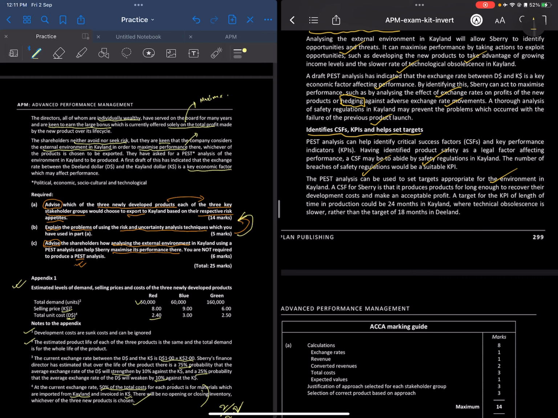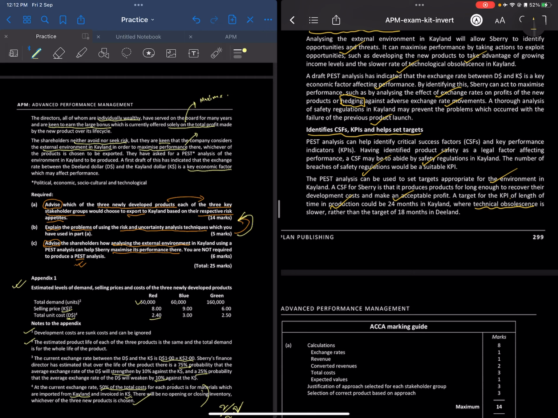So there could be other things such as Sberry can use. The CSF could be that it produces the product for long enough to recover the development cost and make an acceptable profit, right? So for that, the KPI such as time in production could be 24 months in K-land, where technological obsolescence is slower, rather than 18 months. So the KPI of length of time in production could be 24 months in K-land, right? So that will be different for different countries, okay? Because technological obsolescence is slower.